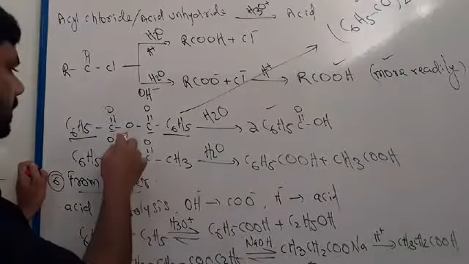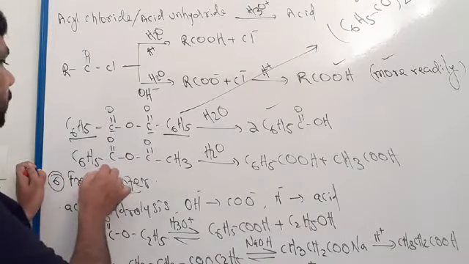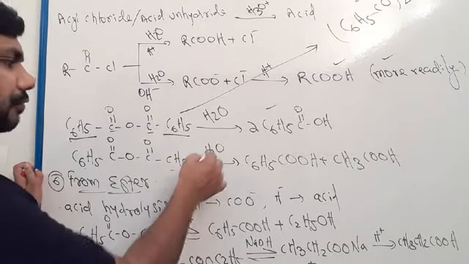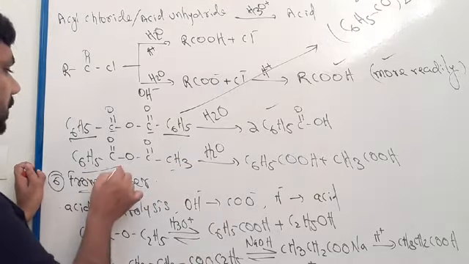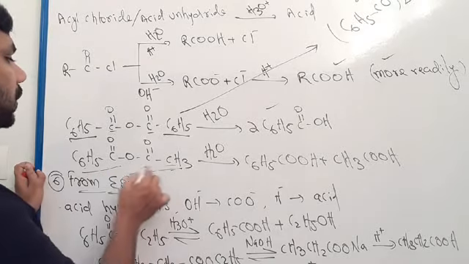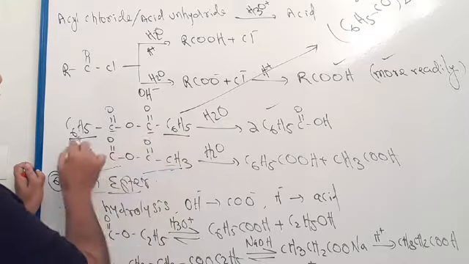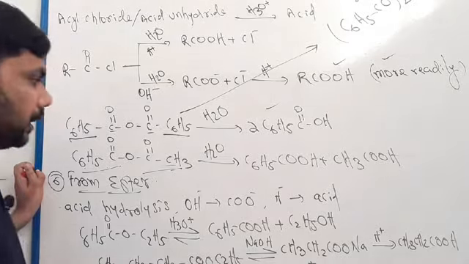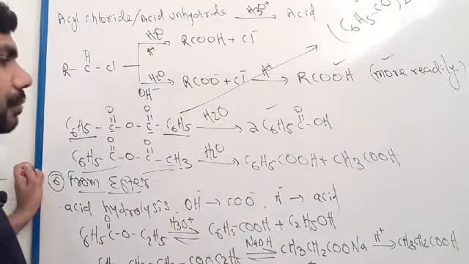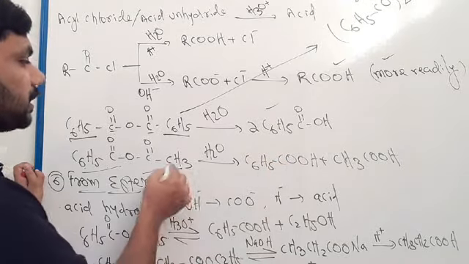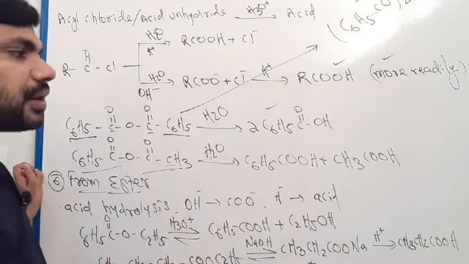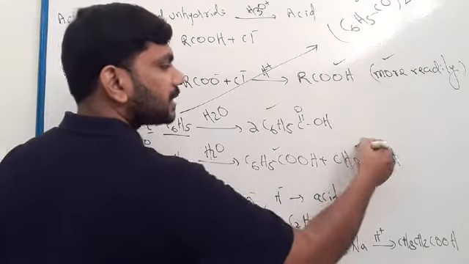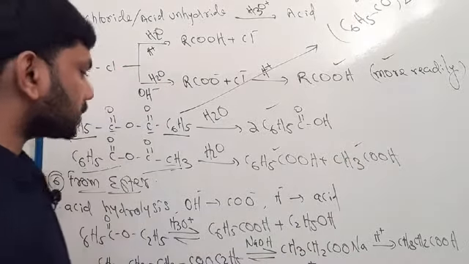Look here, this is an unsymmetrical acid anhydride, here C6H5 and here CH3. The earlier one is symmetrical and this is unsymmetrical. After hydrolysis, look here, C6H5COOH and here CH3COOH. In the symmetrical one both are C6H5, so the same carboxylic acid forms. Here a mixture of carboxylic acids forms: benzoic acid and acetic acid, C6H5COOH and CH3COOH. Two different types of carboxylic acid formed.